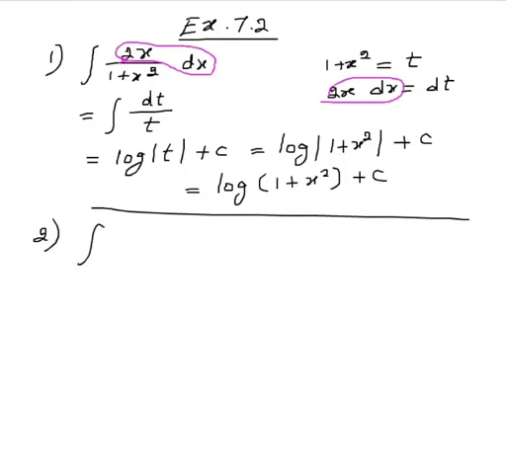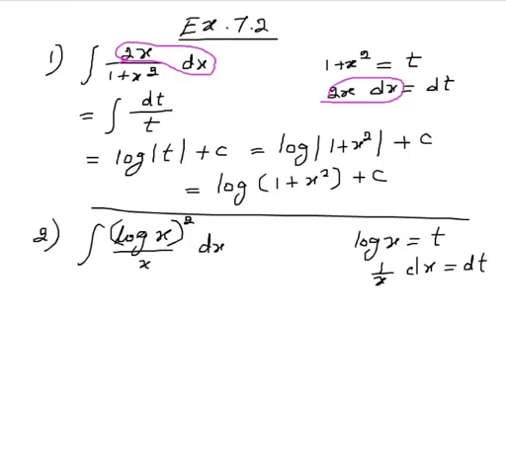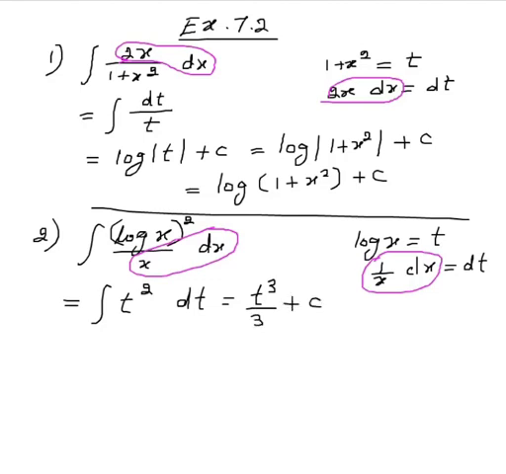Second question. Integral of log x divided by x, and we have the whole square for the numerator. We know that the differential of log x gives us 1 by x. We'll substitute log x as t. 1 by x dx is dt, by differentiating both sides. Therefore, the integral becomes t square, and dx by x becomes dt. The integration is t cube divided by 3 plus c.